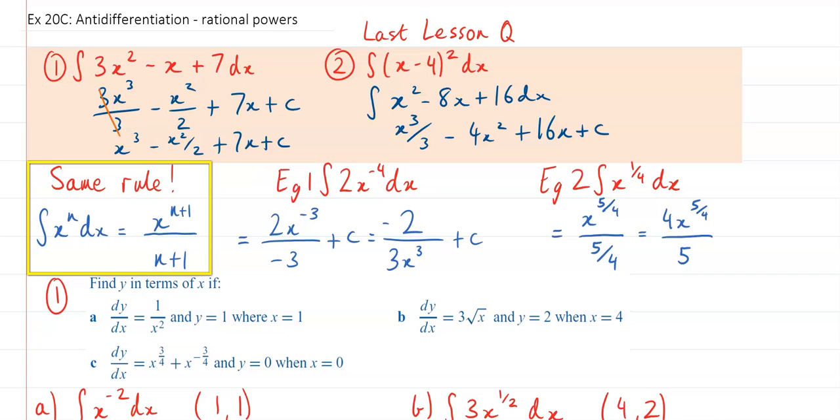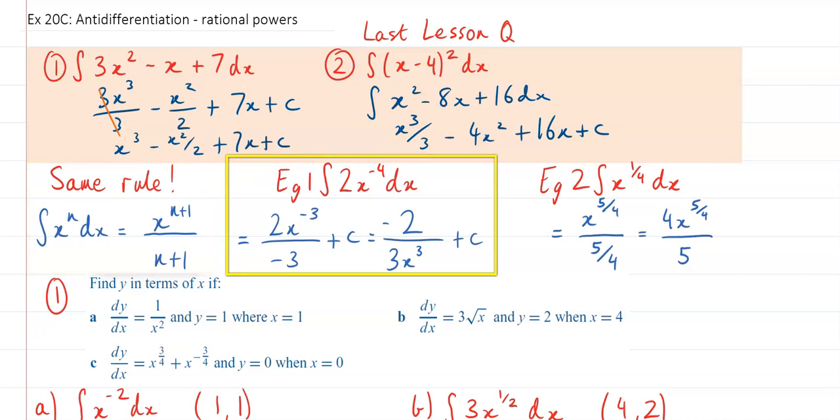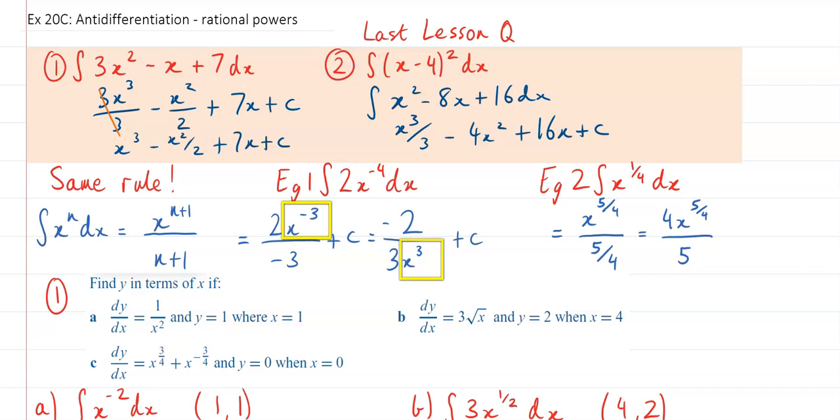We're just going to use the exact same rule as you can see in our example 1, where we are adding 1 to our power and then dividing by our new power. I did write that with a positive indice, so moving our x to the power negative 3 to the denominator. Same thing for example 2. If we have a fractional power, we add 1 to our power, so a quarter plus 1 is 5 over 4. Divide by our new power, and if we're dividing by 5 over 4, that's the same as multiplying by 4 and dividing by 5, so we can neaten that up a little bit from there.